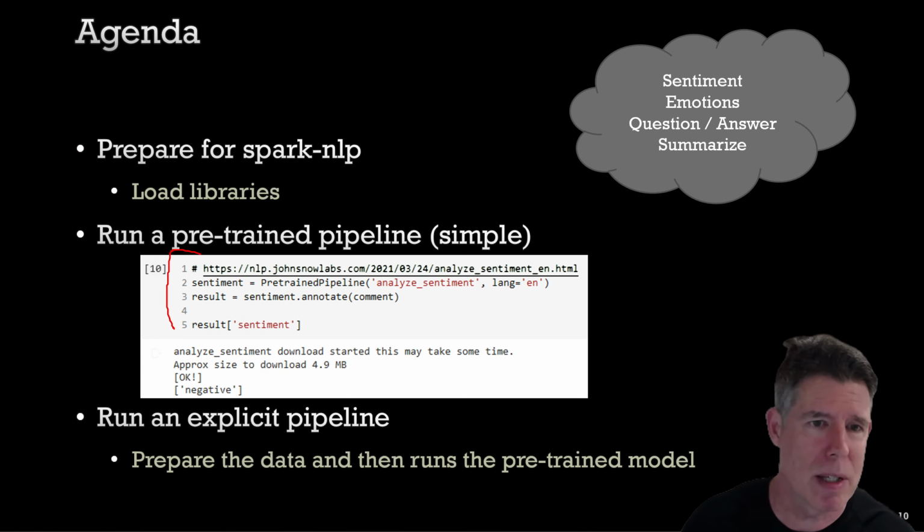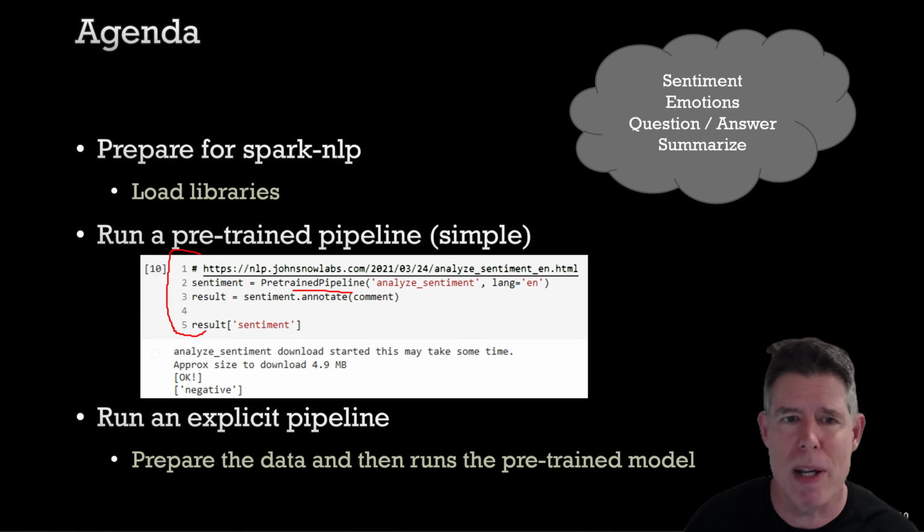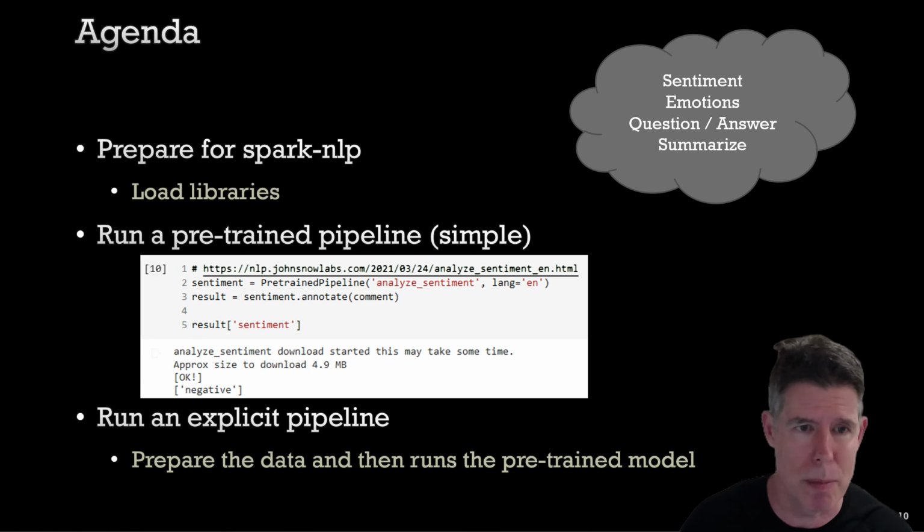And this is what I recommend. Just use the pre-trained pipeline to take a data frame, a particular column in the data frame, for example, and then analyze it according to the pre-trained model for sentiment or emotion or grammar if you wanted to. I'm not doing grammar today.